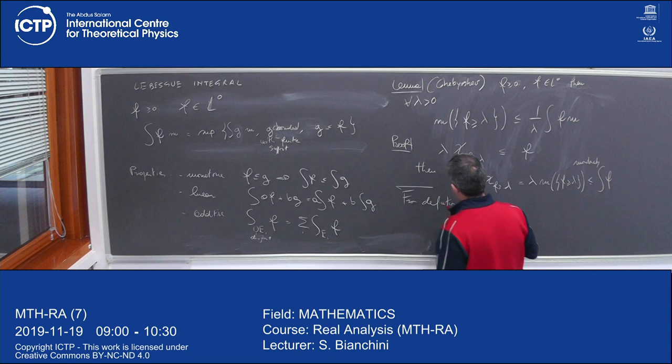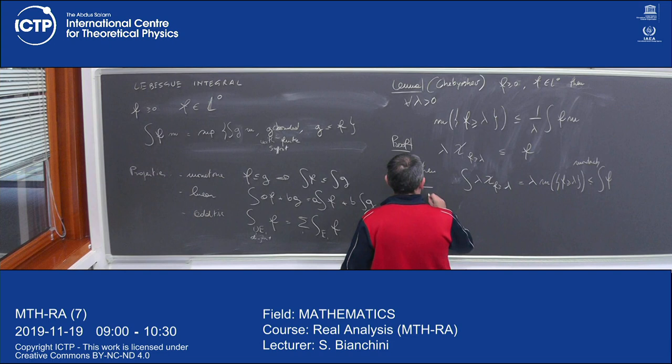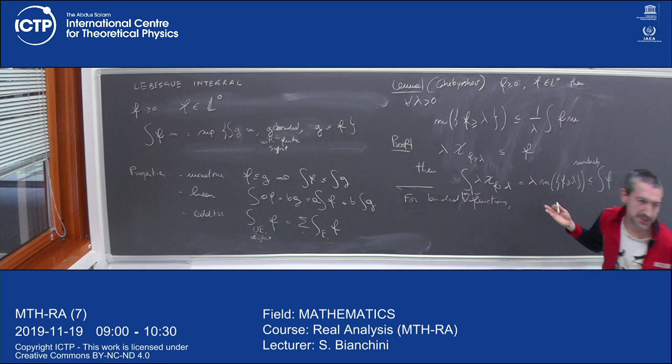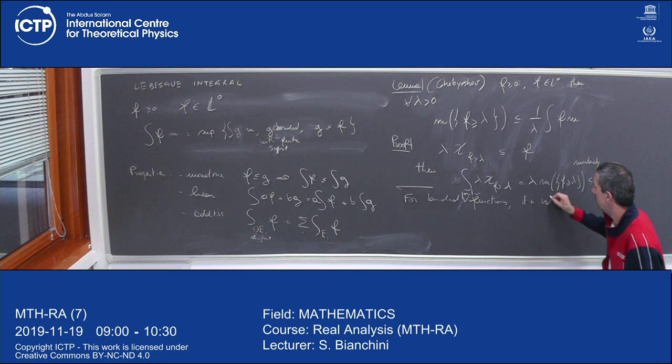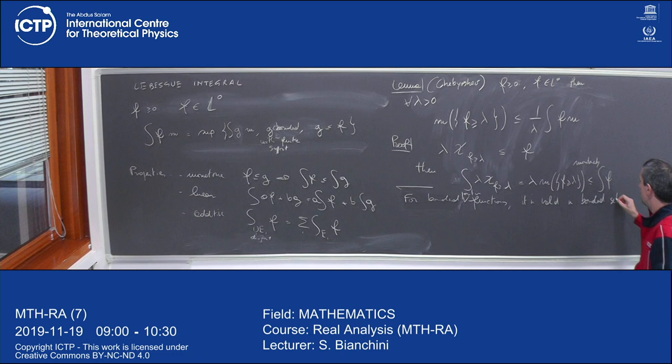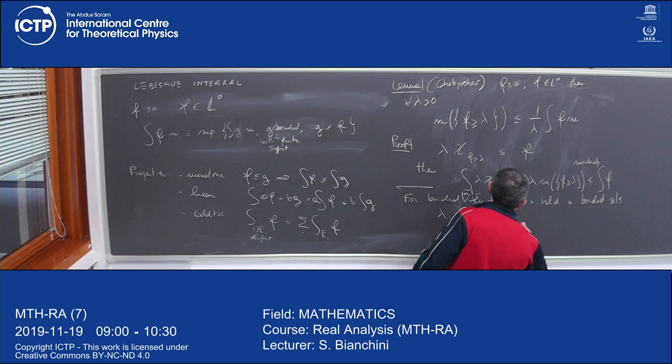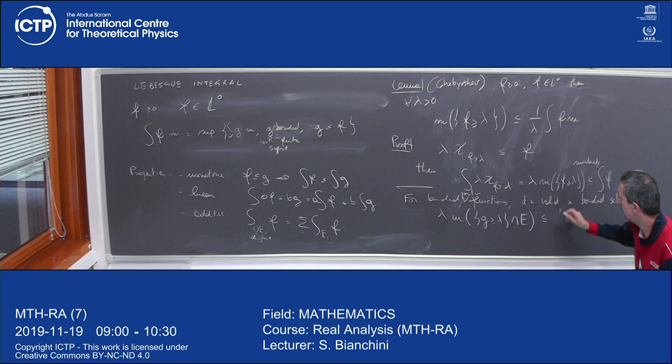Let's say for bounded function, bounded positive functions. It's valid because we already proved it in a bounded set. So I have that the integral, sorry, lambda times the measure where g is greater or equal than lambda, intersected with any set E with finite measure, is less or equal than the integral over E of g. Now, this is less or equal than the integral of f by definition.